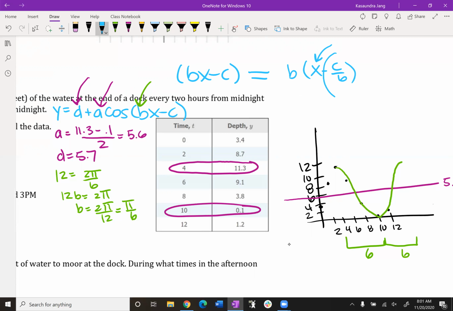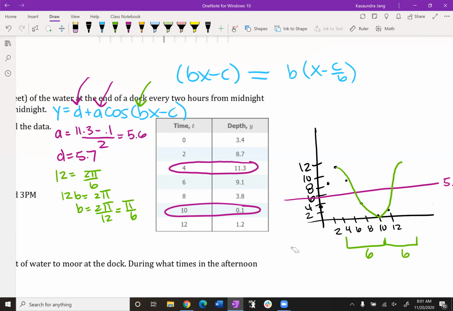And I want to know what is added or subtracted to the x, not the bx. I don't want to know what was added or subtracted to the entire bx. I want just the x. So if I factor the b out, this helps me tell what I'm adding or subtracting to just the plain old x.